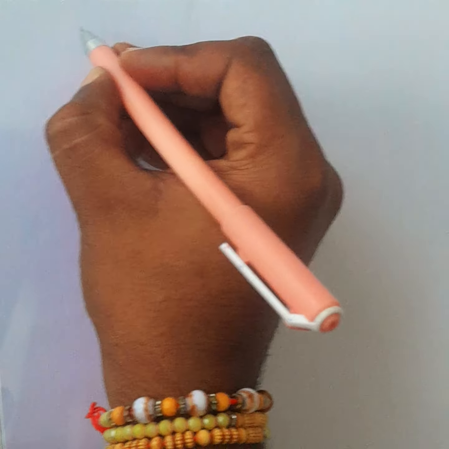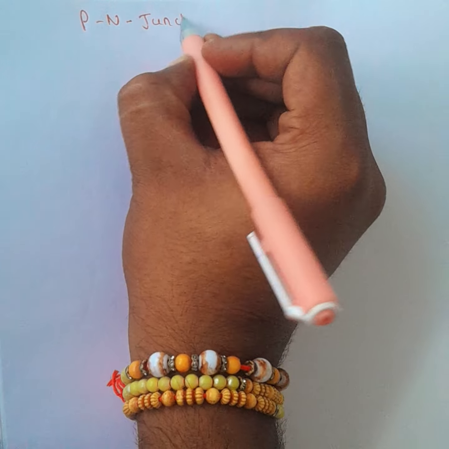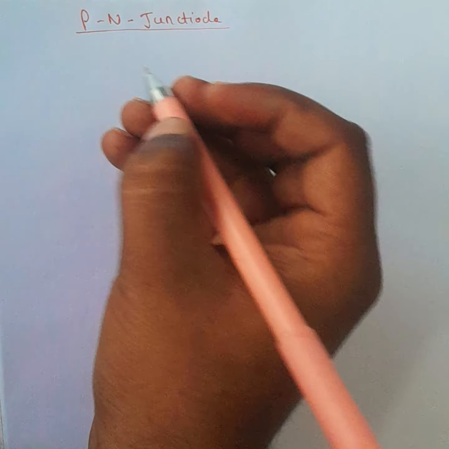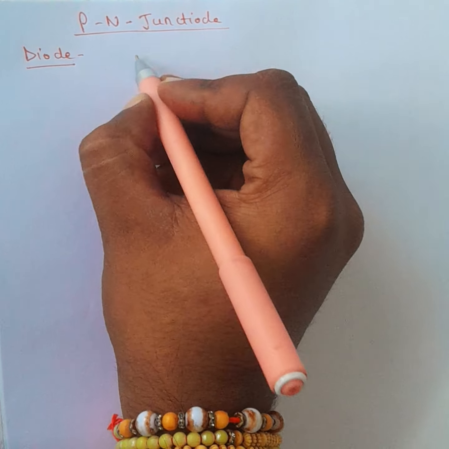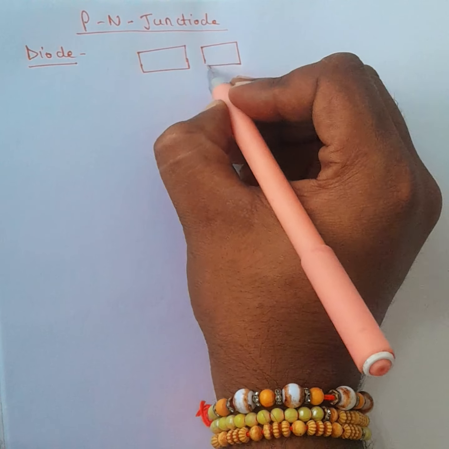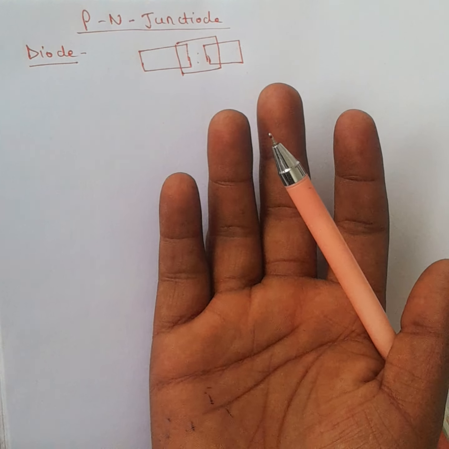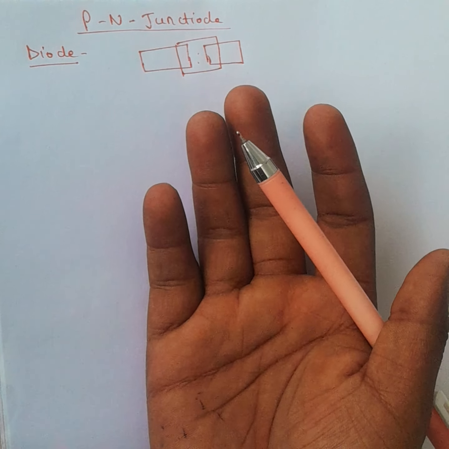So today we are going to discuss the PN junction diode. What is a PN junction diode? First, we have to know what a diode is. A diode is simply a junction of two semiconductor plates where they meet up. This is known as a diode. It is the junction of two semiconductor materials together, and that junction is known as a semiconductor diode.